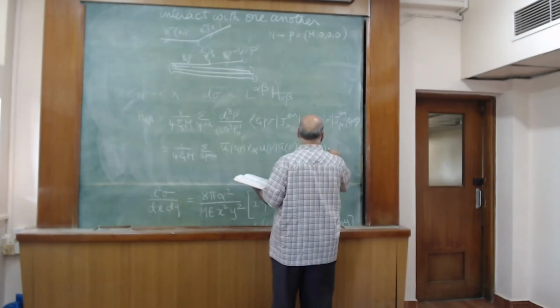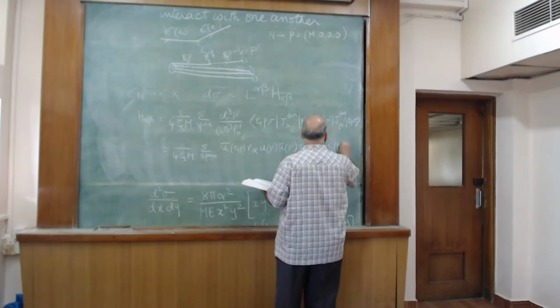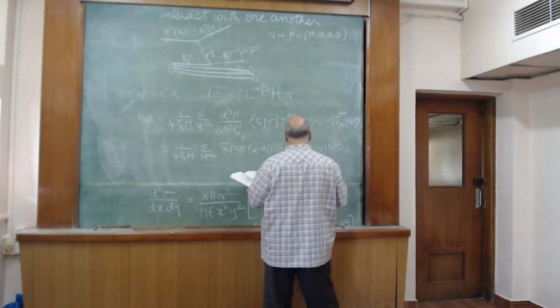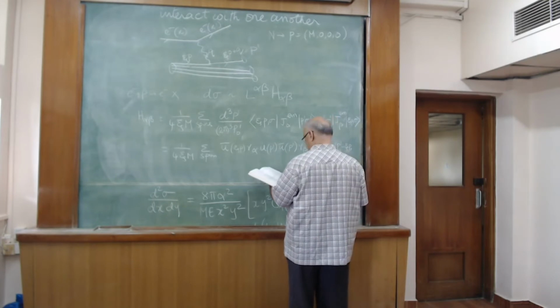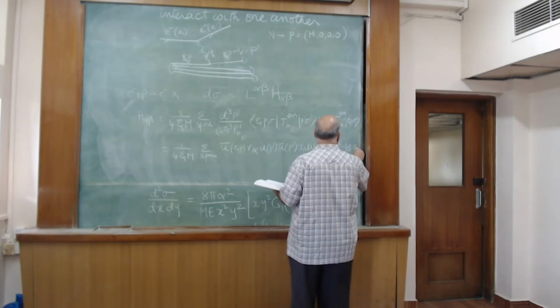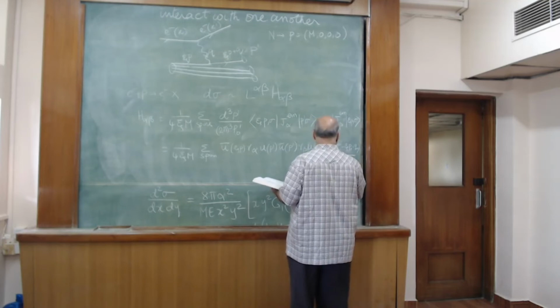times delta of p naught prime minus psi p naught minus q naught, by 2 p naught prime.